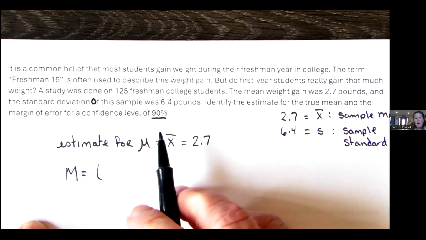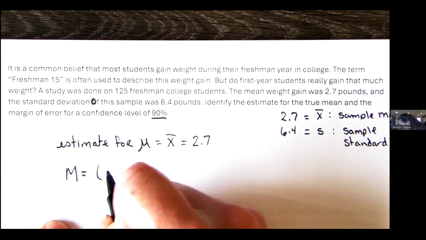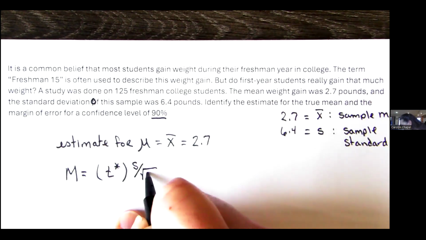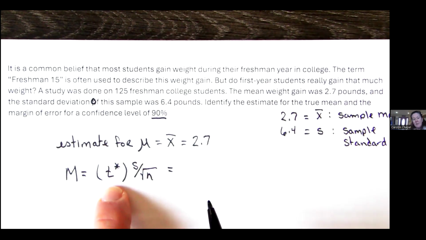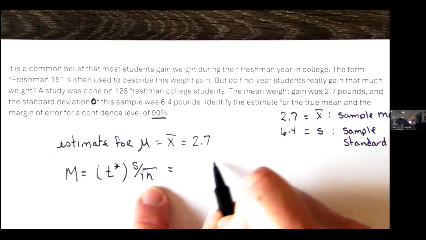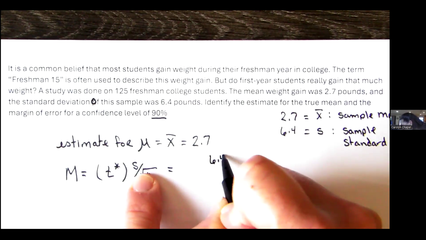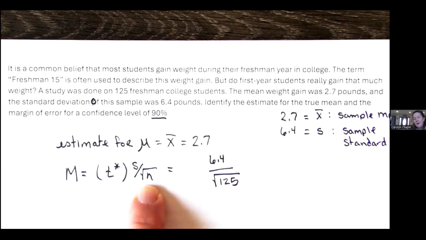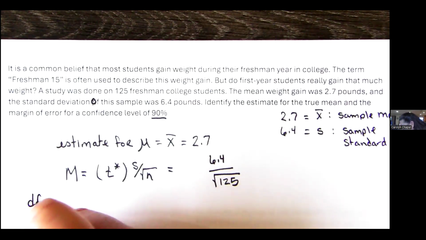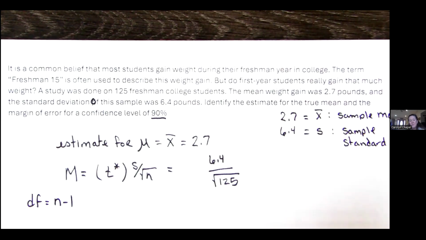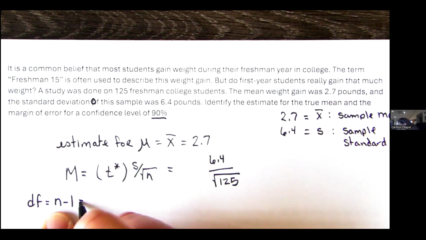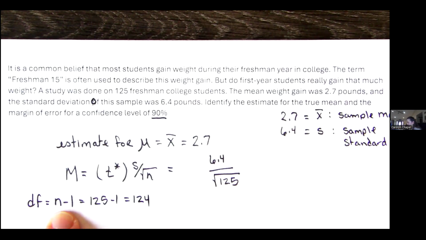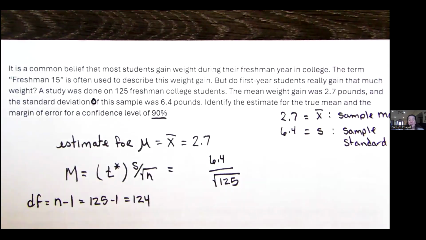Since we do not know our population standard deviation, we will be using a T star for this. And then that's S divided by the square root of N. We'll be going to SALT in a moment to find this T star. But S is 6.4 and our N is 125. That's our sample size. Note that our sample size affects our degrees of freedom, which we will need in SALT. So our sample size minus 1 is our degrees of freedom, if I'm doing this by hand.